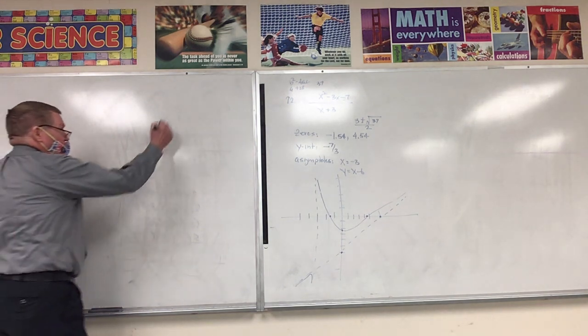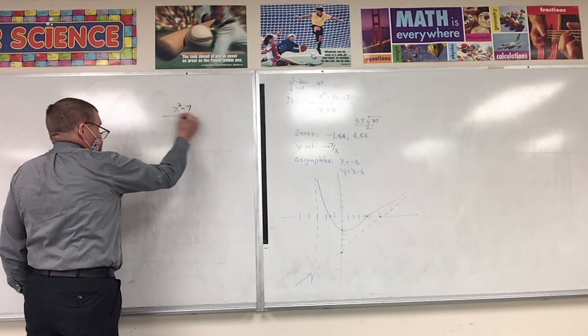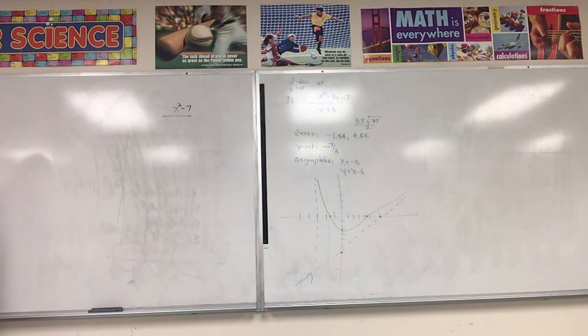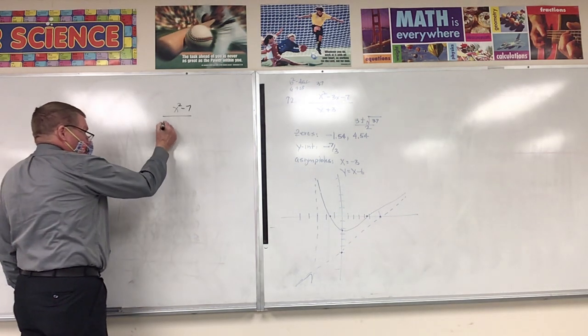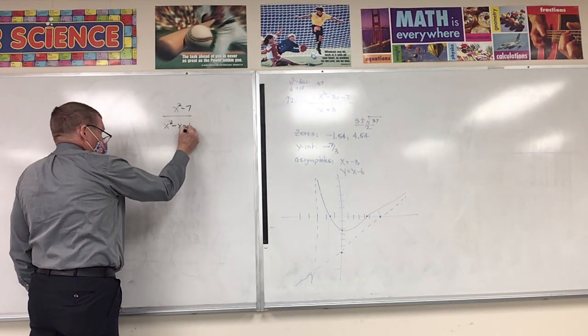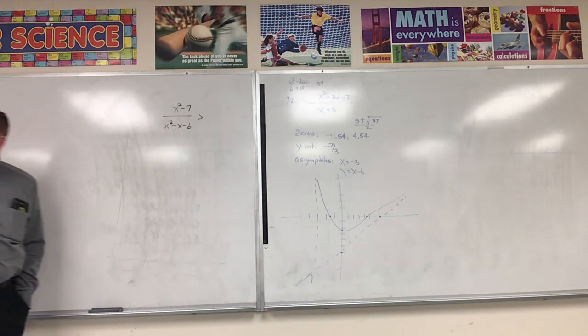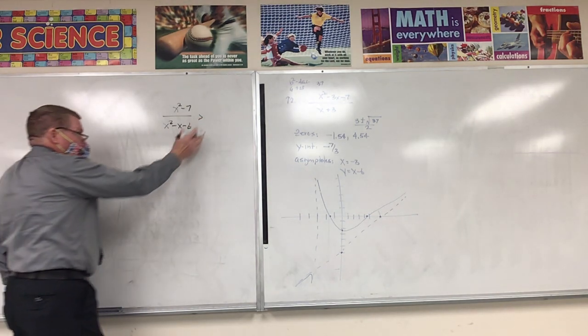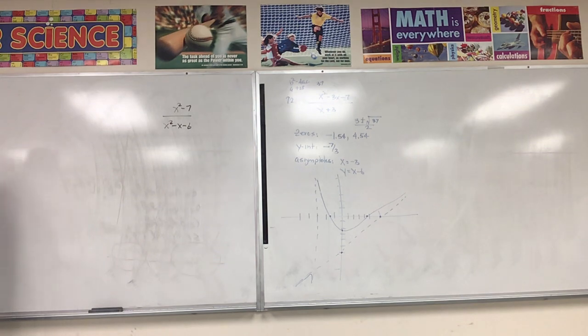X squared minus 7 over x squared minus x minus 6 is greater than or equal to, less than, what? I should do that. Can you just skip it? Okay. Let's just put a 0 in.